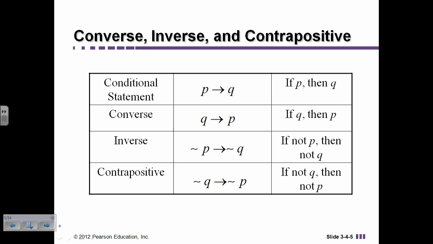Again, these statements will always start with the word if. The converse is when you take the antecedent and the consequent and you switch them. Inverse is when you take the antecedent and the consequent of the conditional statement and you negate them. In other words, you do the opposite of them. So again, you do not change the order of those two statements, you just negate them. And then the contrapositive is when you do everything. You switch the two terms and you negate them.